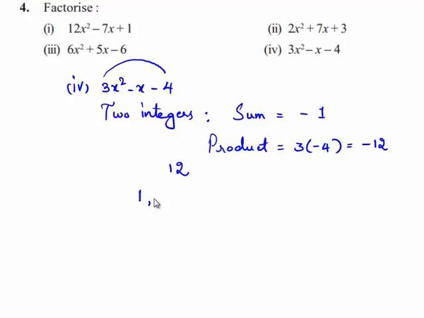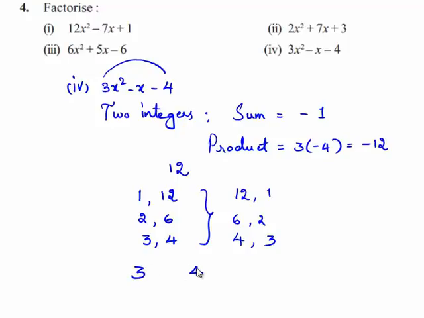So 1 and 12, 2 and 6, 3 and 4. In the similar manner, we can write 12 and 1, 6 and 2, 4 and 3. So we can make use of any of the pairs of the factors for getting a sum of minus 1 and the product as minus 12. So let us use 3 and 4 to get the sum of minus 1 and the product as minus 12.